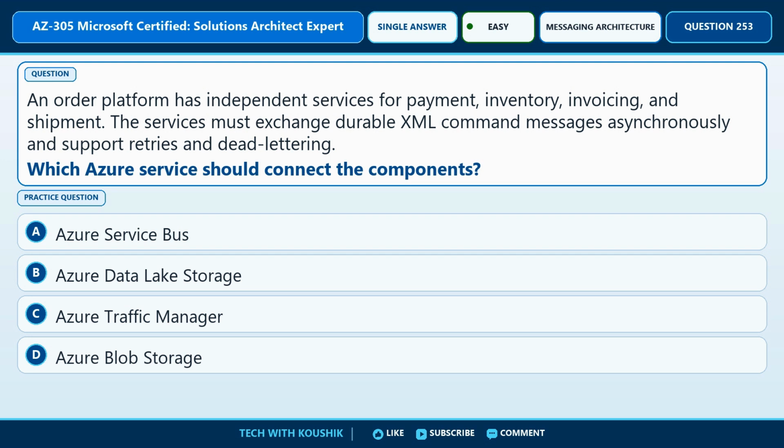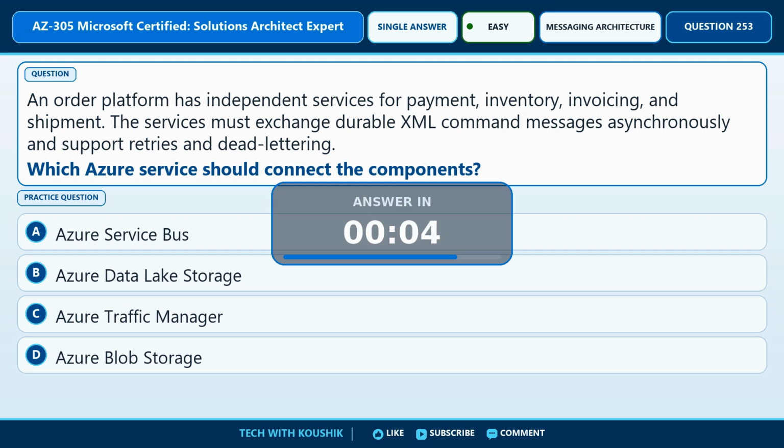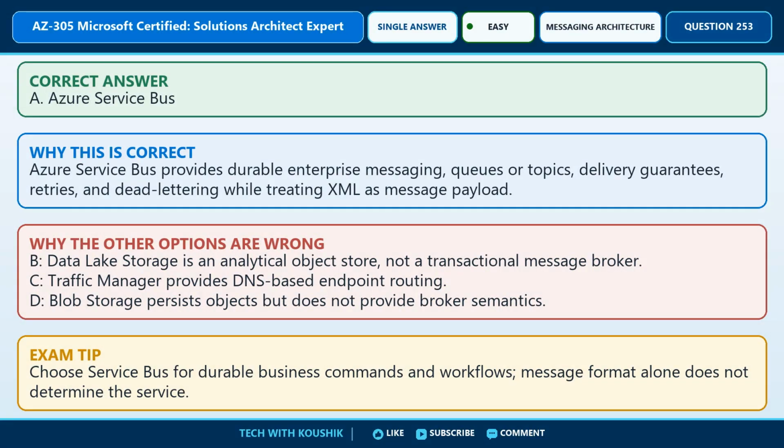Now examine the possible answers. Option A is Azure Service Bus. Option B is Azure Data Lake Storage. Option C is Azure Traffic Manager. Option D is Azure Blob Storage. The required response is Option A, Azure Service Bus.